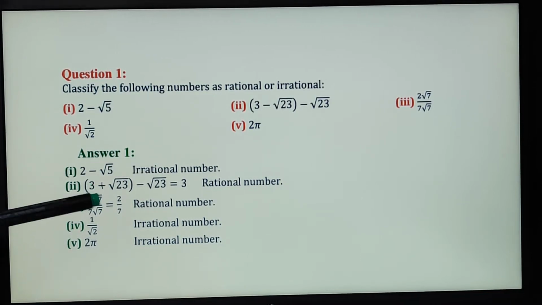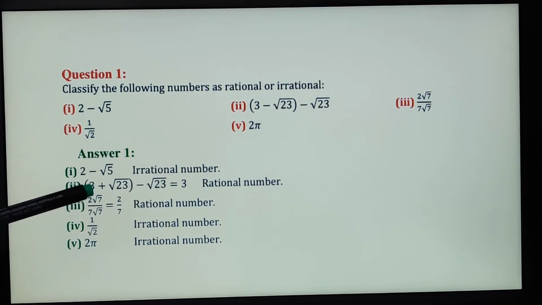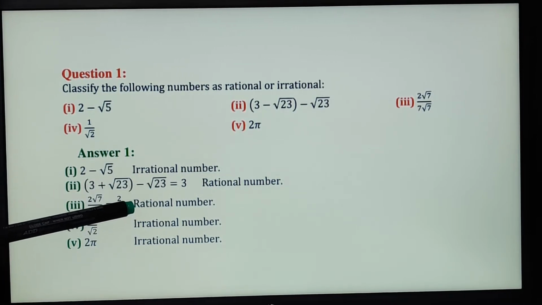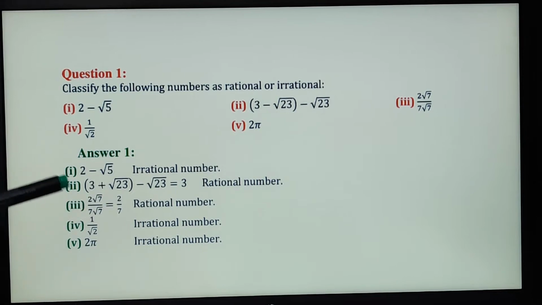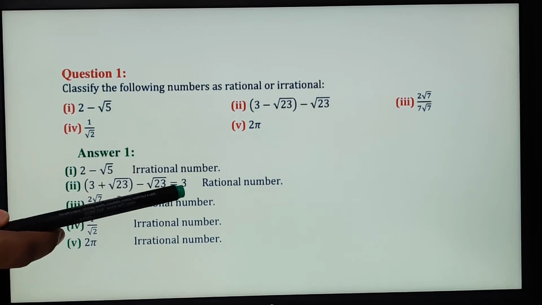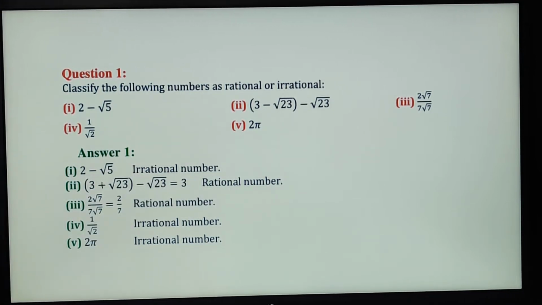Question number 2, (3 plus root 23) in the bracket, close, minus root 23. When we open this bracket, it will be 3 plus root 23 minus root 23. So plus root 23 and minus root 23 will get cancelled out. What will remain left? Only 3. So we know that 3 is a rational number.